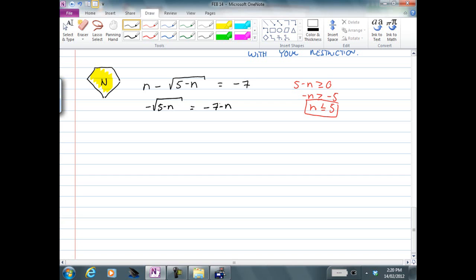Guys, gals, get rid of the square roots. Crystal, how do you get rid of the square roots? Square both sides. Look what I'm going to do. I square this whole entire thing. I square this whole entire thing. On the left side, we know the negative is gone. You're just left with 5 minus n.